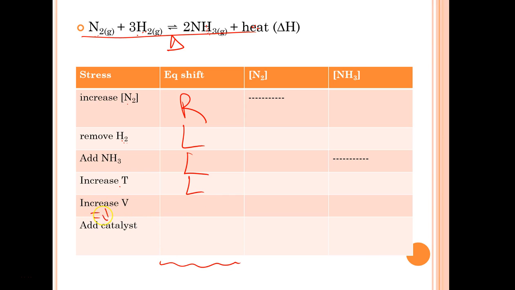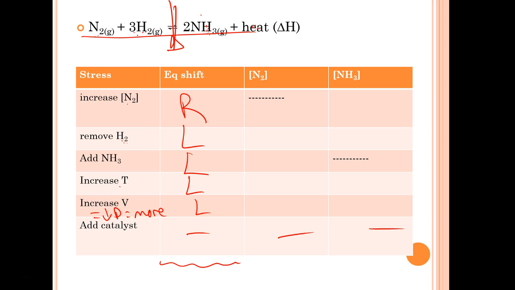Increasing volume is the same thing as decreasing pressure, which means it goes to the side with more moles. On the left, I see 4, and on the right, I see 2, so it's going to go left. Catalysts don't do anything. This right here is the most important thing to be able to figure out, which direction the equilibrium is going to shift.